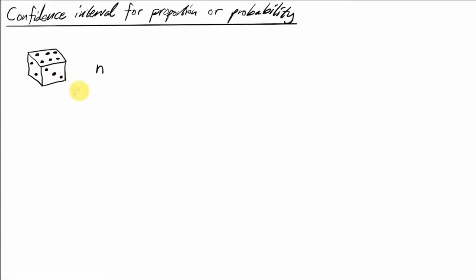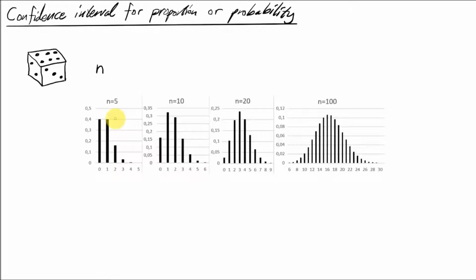Assume you throw a die n times, and you want to know the probability of getting a certain number of sixes. These figures show the probabilities for 5 dice, 10 dice, 20 dice, and 100 dice. You see that for 20 dice, getting 3 sixes is the most likely. And if you throw 100 dice, getting 16 sixes is the most likely.